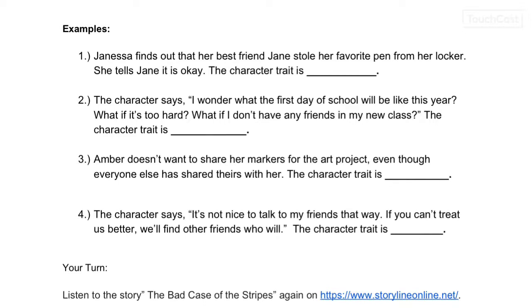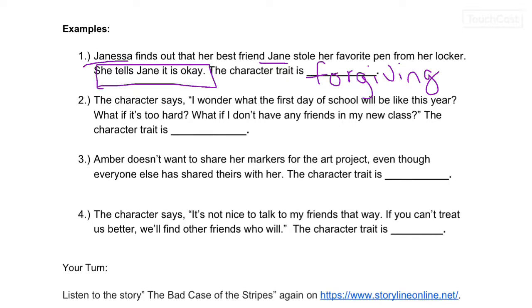Janessa finds out her best friend Jane stole her favorite pen from her locker. She tells Jane it's okay. The character trait is blank. Well, you can choose either character here. You can choose Janessa, or you could choose Jane. I chose Janessa, and I said that Janessa was forgiving because Jane, her best friend, did something not very nice to her, and she just tells her it's okay.